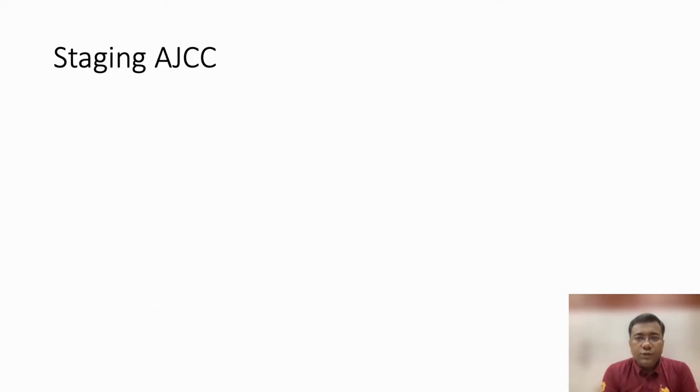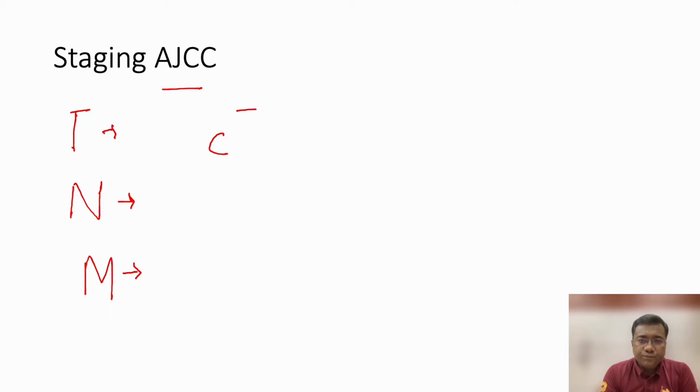Now, to start with, we need to be familiar with a few terminologies. Any staging includes these three things: T, N, and M. The T stands for the tumor size, the N stands for the lymph node, and M stands for the metastasis, the status of metastasis. Now, there are two types of staging included in AJCC. One is cTNM, another one is pTNM.